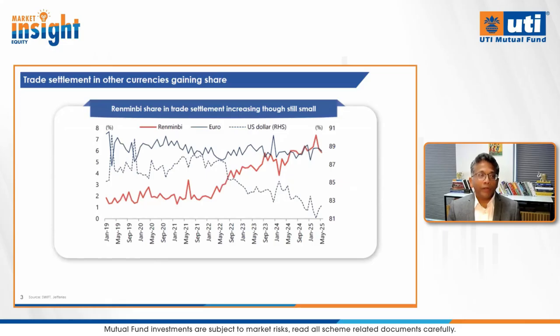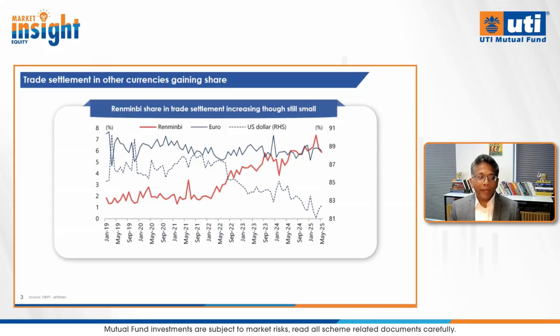This talks about trade settlement in other currencies. You've got the chart of the renminbi, which is the red line, the euro, which is the dark line, and then you've got the dotted line, which is the US dollar. If you look at this going back from 2019 to 2025, there has been a decline in the number of trade transactions which are settling in dollar.